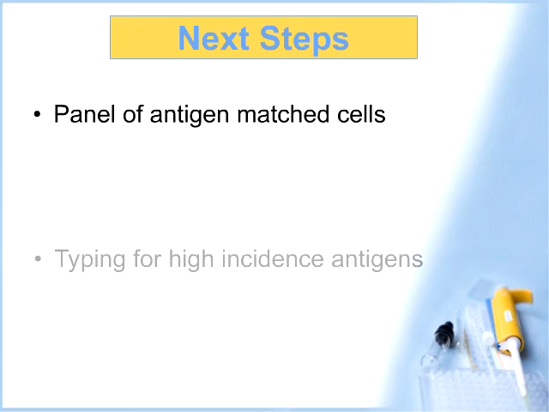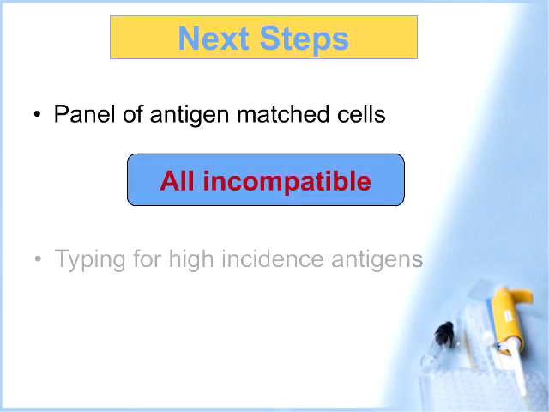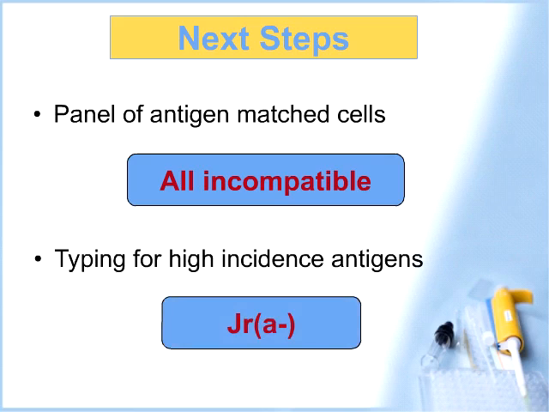So we did this, and they were all incompatible, and they were, again, that same consistent strength of reactivity and papain resistant. So we decided, because of this issue with what appeared to be multiple antibodies, we would type for high incidence antigens. And we got a negative. And we thought, oh, great, we've solved it. Just put up some JRA negative cells and it'll be done.